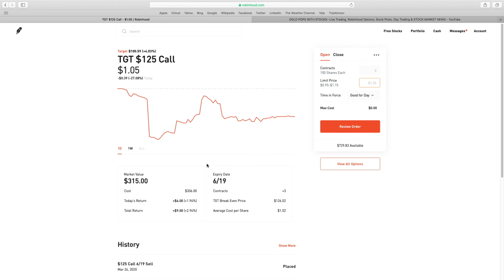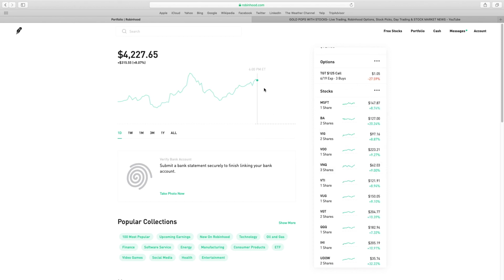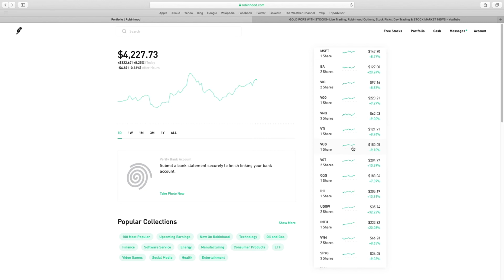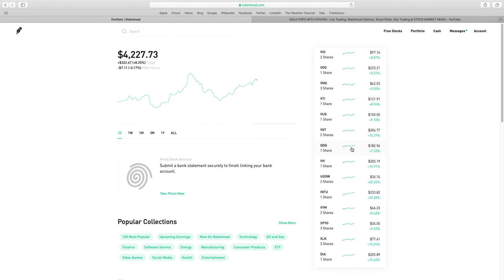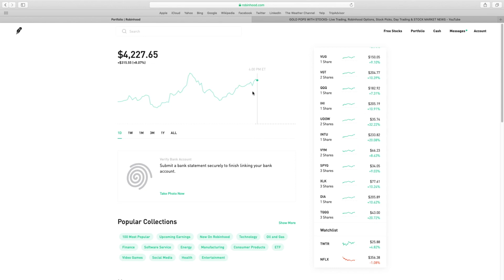So today I made $9. Overall, my account is at $4,228.81. So overall, the market is up around 9% today. So this is huge to see, especially in this bear market that we've been experiencing.